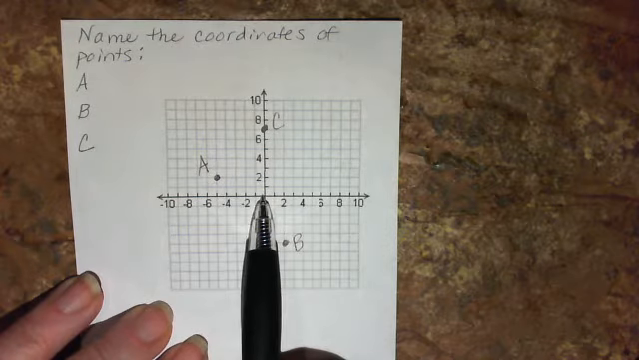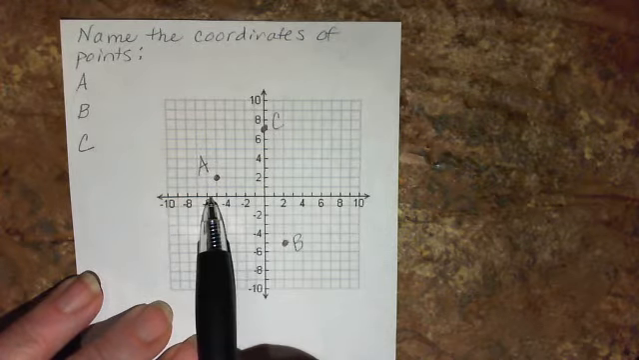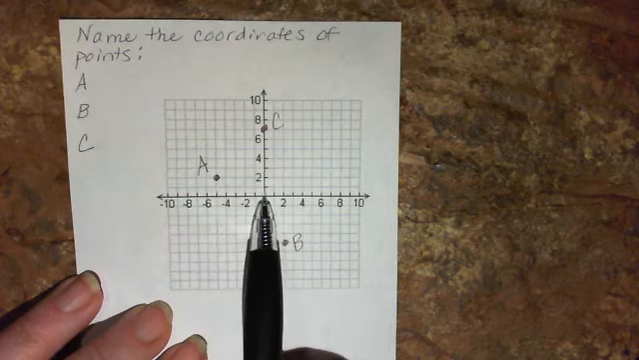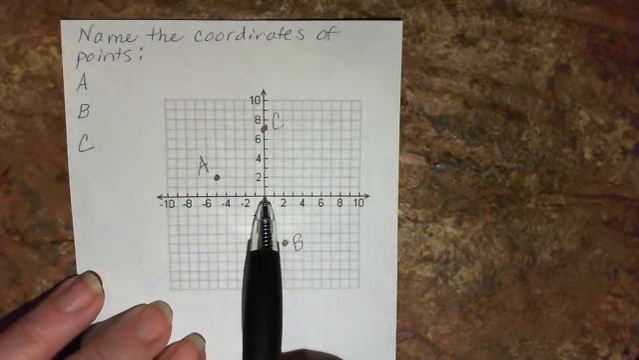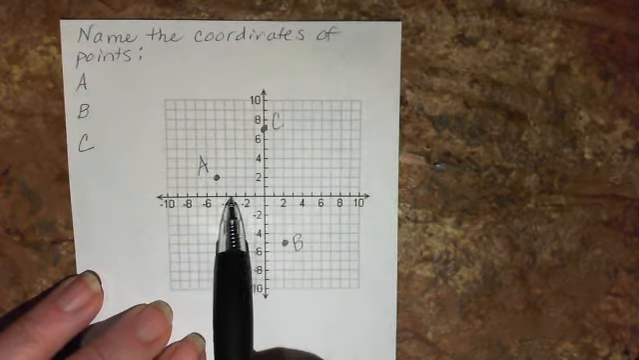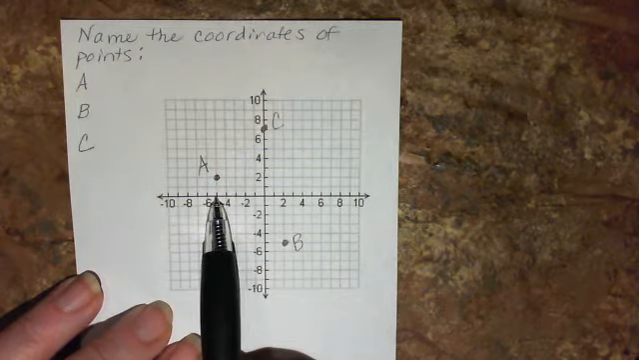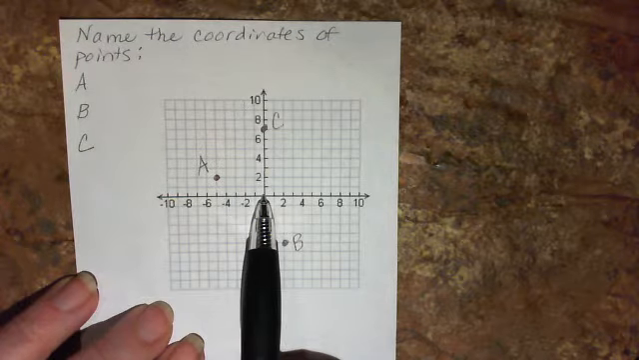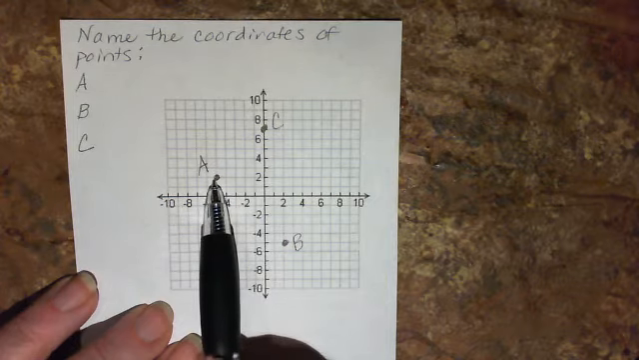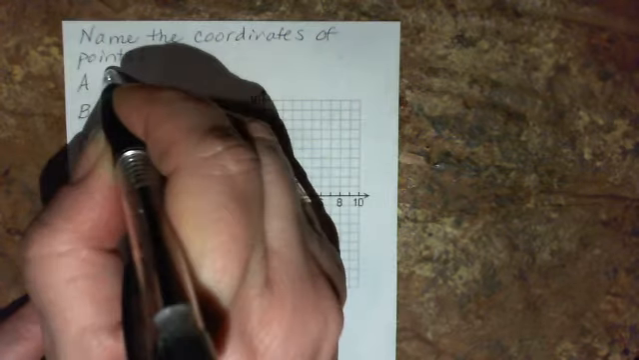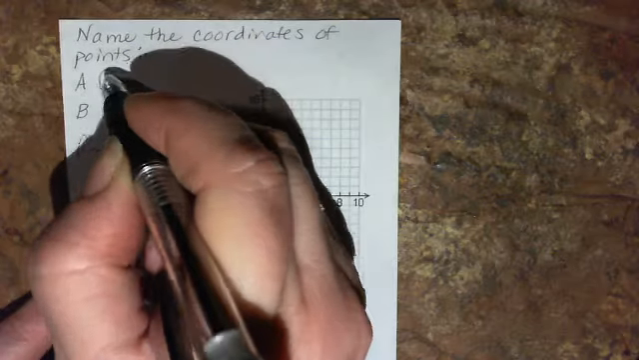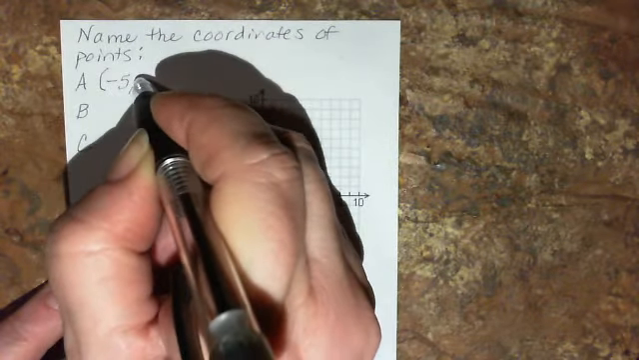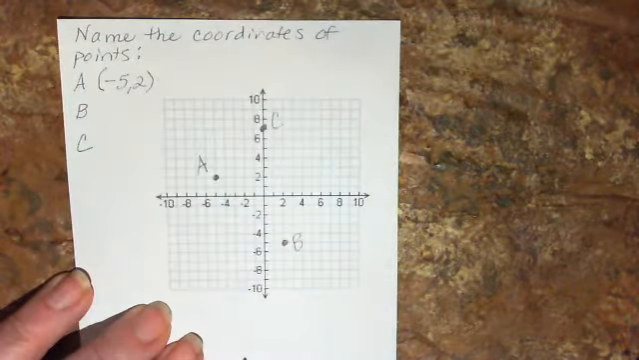So from the origin, what would be the x value and the y value? So to get to this point from the origin, we would take x value to the left, which is negative, that's a negative 5, and y value up 2 would be positive 2. So the ordered pair values for A are negative 5, 2. So we're going to write that here by our point A, negative 5, 2.